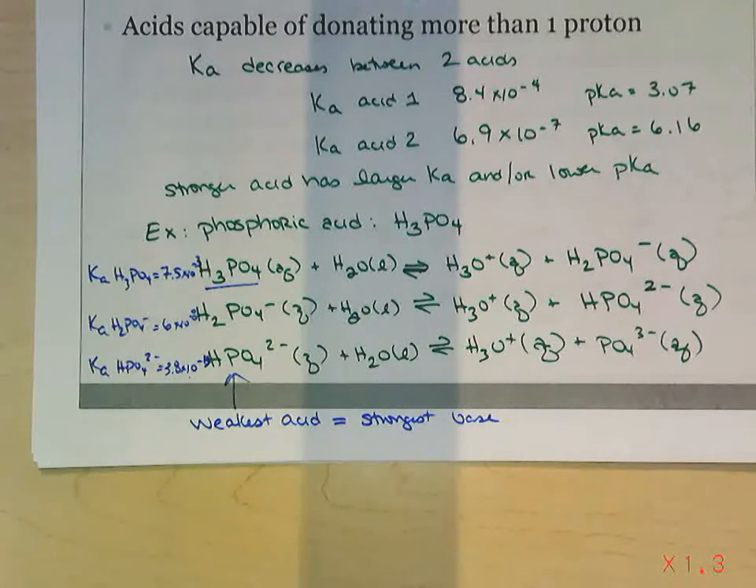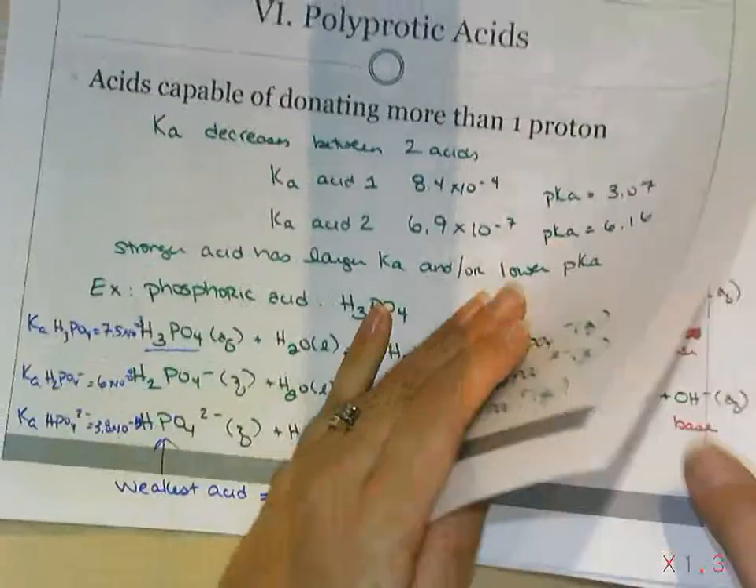Any questions about chapter 15 before I move on? Yeah, Rachel. So it's correct to say that stronger bases have a smaller Ka and or a higher pKa? Yeah, yeah. Okay. Any other questions about chapter 15, just plain old acids and bases?